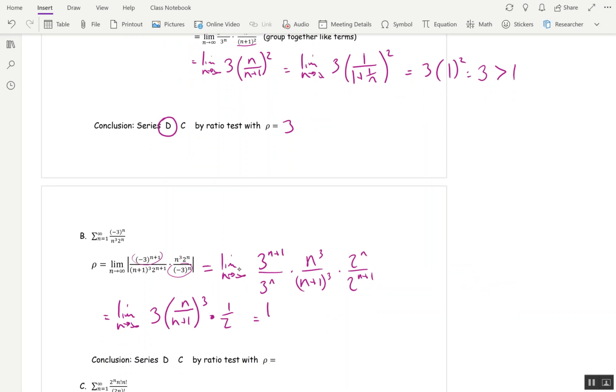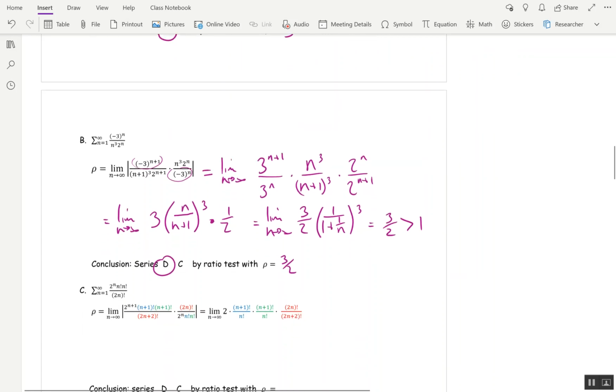So this is limit. Again, I have infinity over infinity in that fraction, so I need to divide. Limit as n goes to infinity of 3/2, and then in the fraction, 1 over (1 plus 1 over n) cubed. 3/2. 3/2 is bigger than 1, so the series diverges with rho equal 3/2.